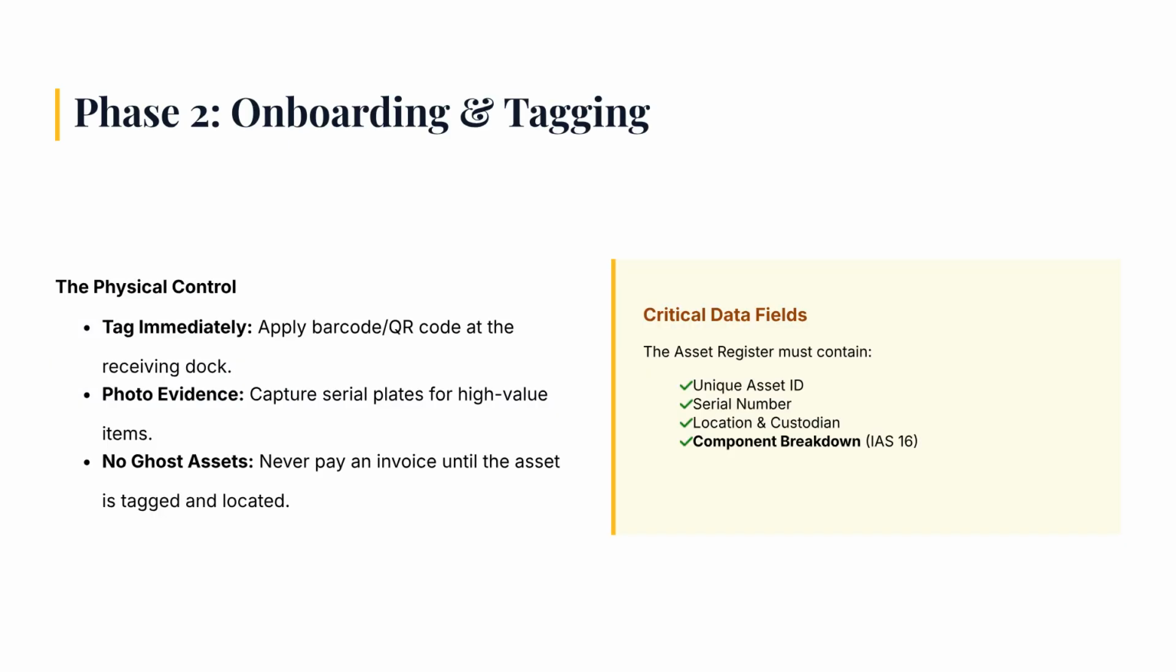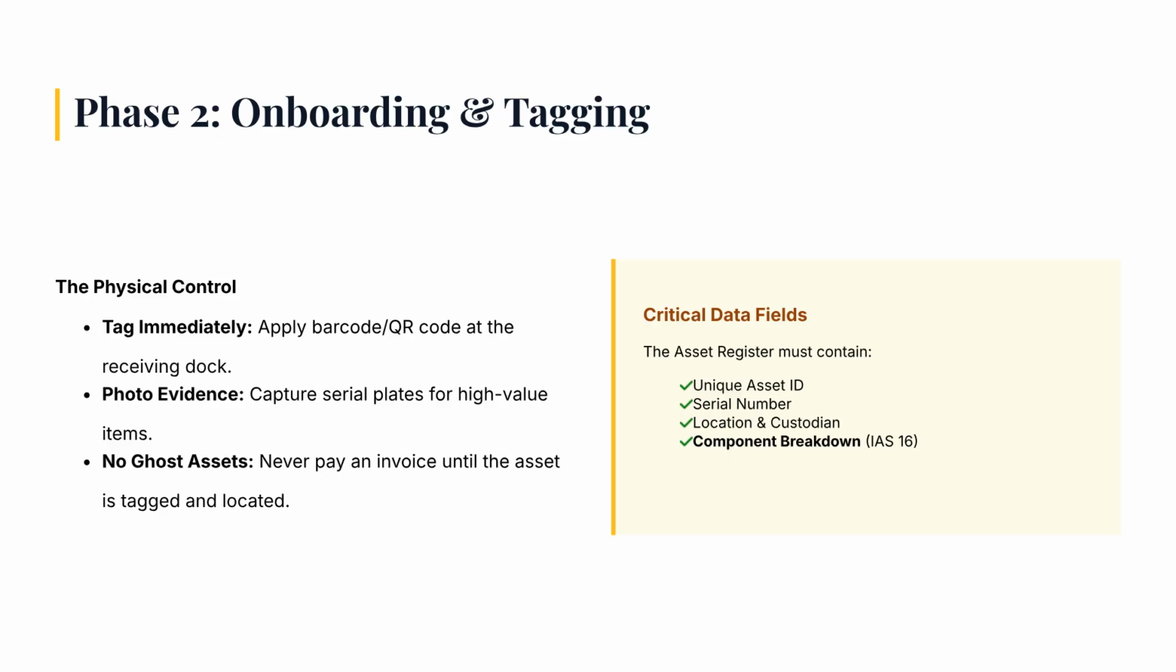Phase 2 is onboarding. This is where most companies fail. The rule is, tag immediately. Do not let a new machine move to the factory floor until it has a barcode sticker. Once it enters the building, it gets lost. We want to avoid ghost assets. Assets that are on the floor but not in the books, or assets we paid for but never actually received.